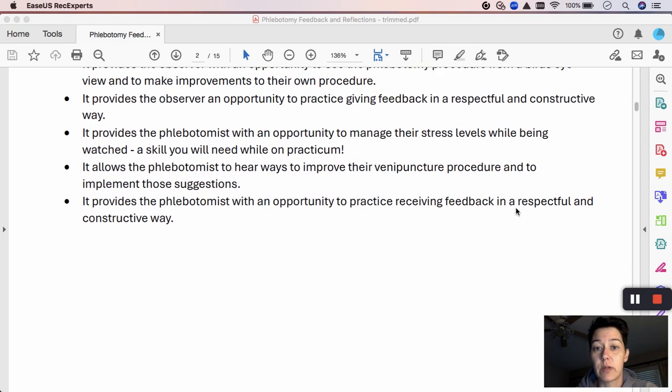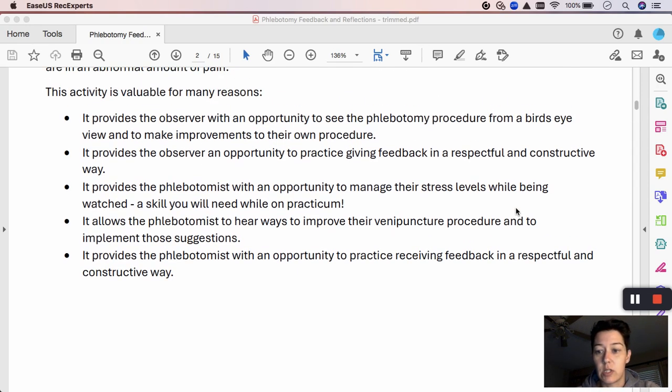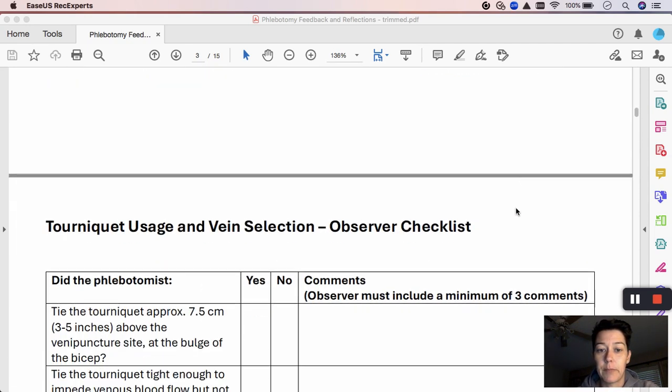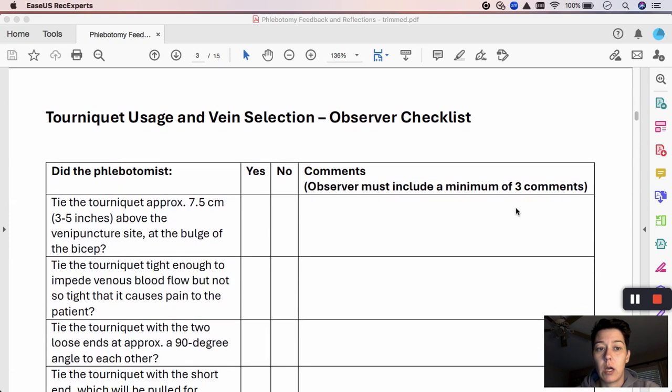This provides the phlebotomist with an opportunity to manage their stress levels while being watched. It also allows the phlebotomist to hear ways to improve their venipuncture procedure, their phlebotomy procedure, and it provides the phlebotomist with an opportunity to practice receiving feedback as well. I've included this section to explain the importance of this activity to the students. So then we jump right in.